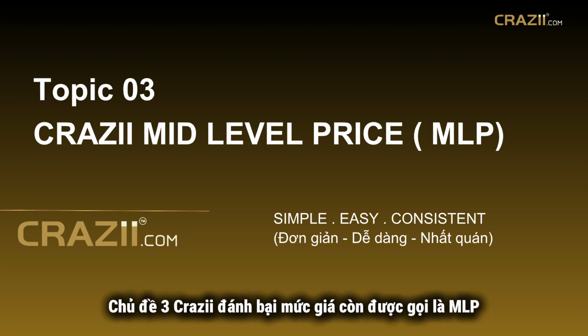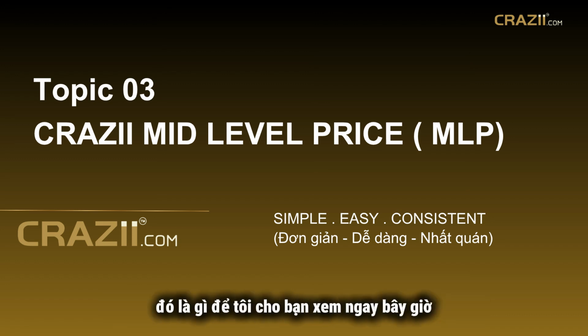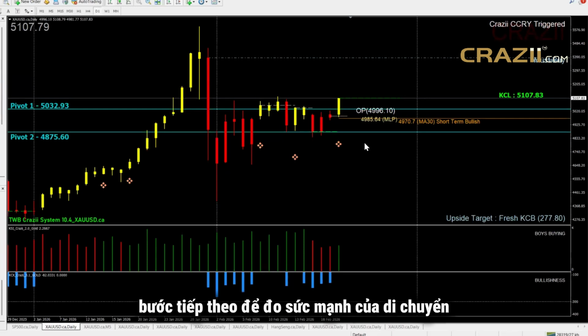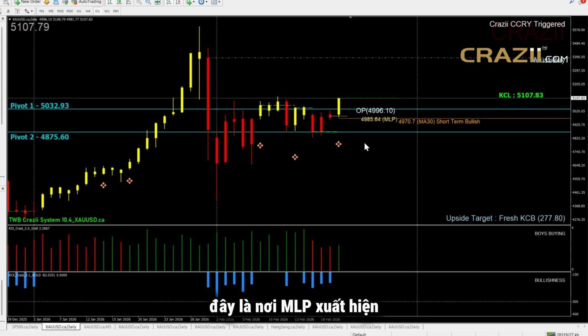Topic 3, Crazii mid-level price, also known as the MLP. Now, what is that? Let me show it to you right now. Now we know the direction of the opening price and the timing of the Crazii candles. The next step is to measure the strength of the move. This is where the MLP comes in.